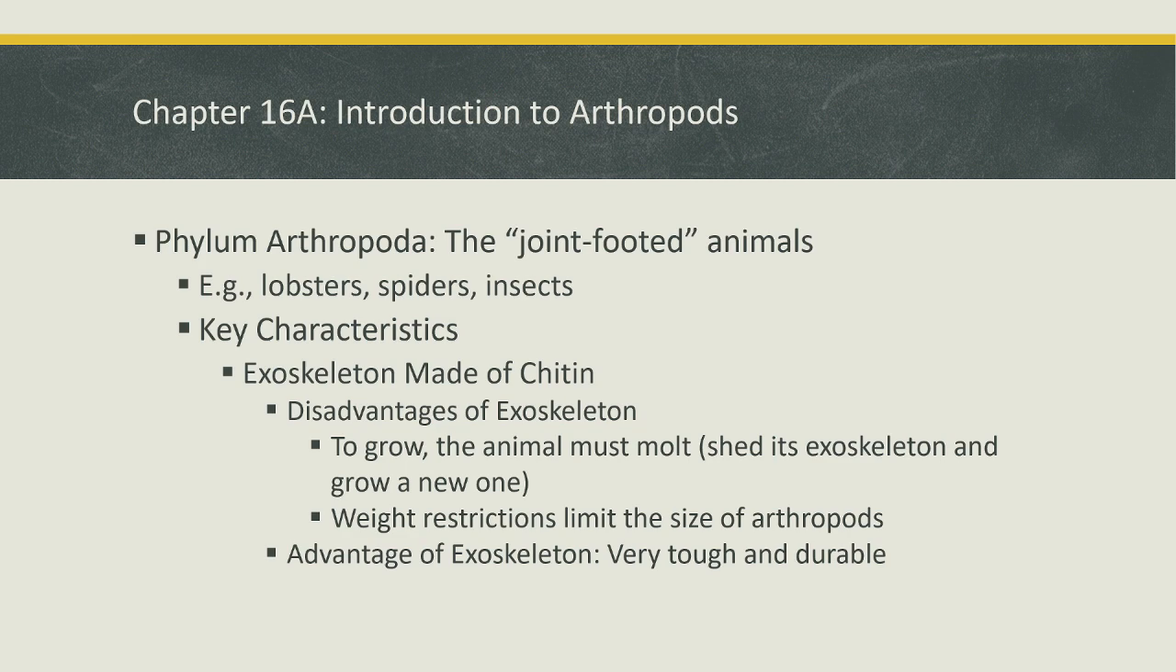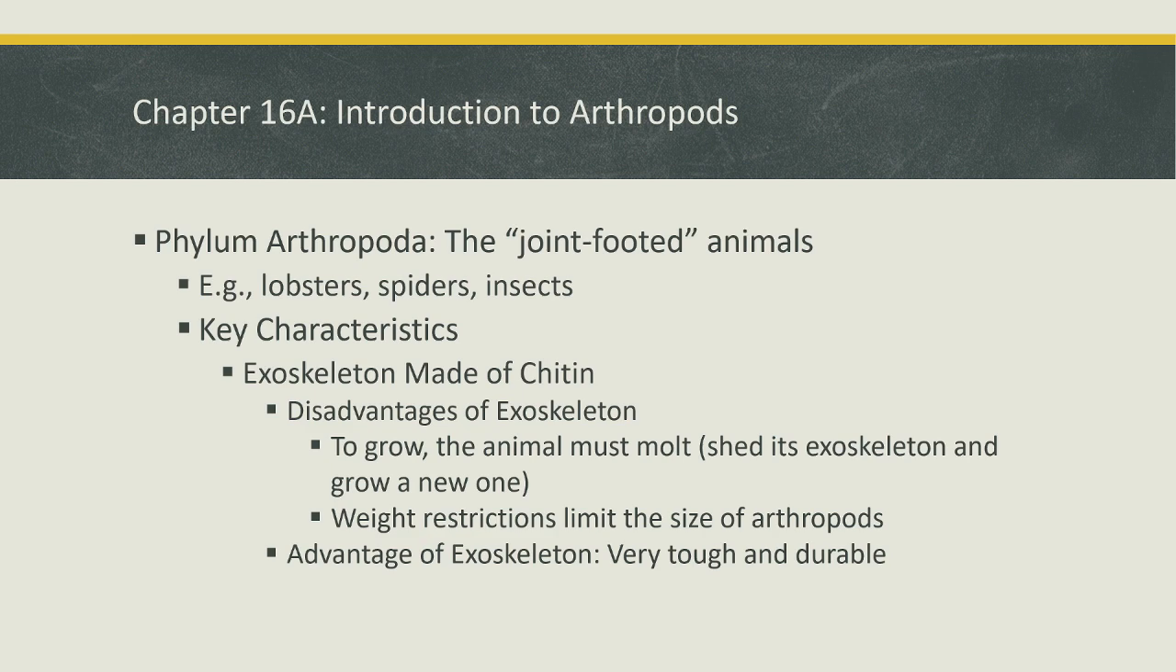All right, so phylum Arthropoda, also known as the joint-footed animals, and a wide variety of things. We're talking about stuff ranging from lobsters to spiders and insects. A couple of key characteristics: they have an exoskeleton, and the exoskeleton is made of chitin. We've seen chitin come up a little bit before, mainly in the context of fungi.